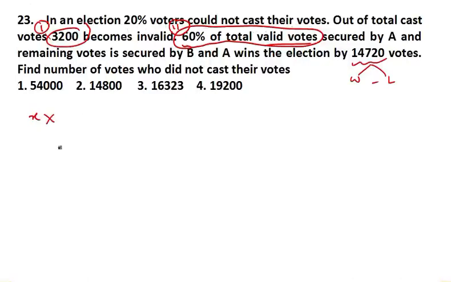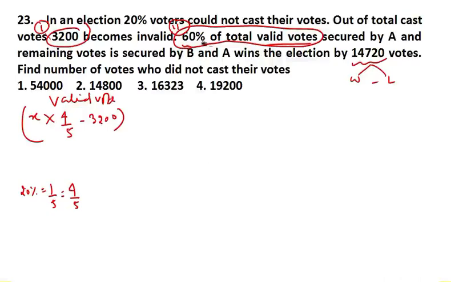20% did not cast their vote, means 20% is what? 20% is 1 by 5. If 5 people were there, 1 did not cast his vote, means how many people have cast their vote? 4 by 5. Now this many people have cast their vote. Okay, out of the total casted vote, 3,200 became invalid. So just minus 3,200. Now this becomes my valid vote. Now 60% of the total valid vote is secured by A. So if 60% is secured by A, then the loser will get 60 minus 40%.